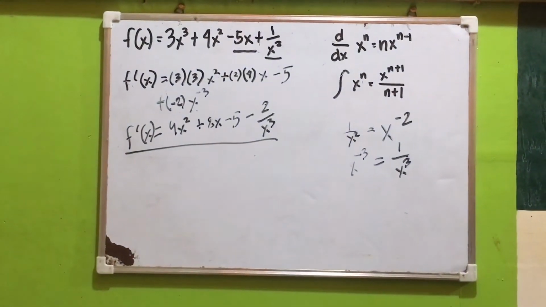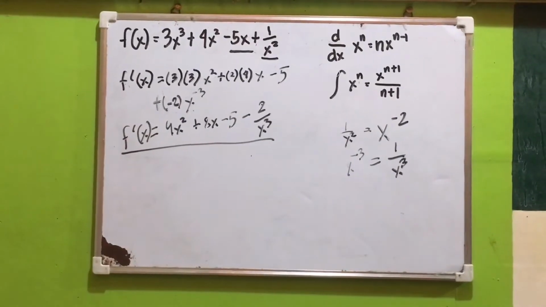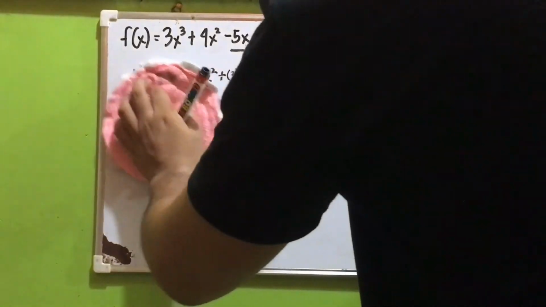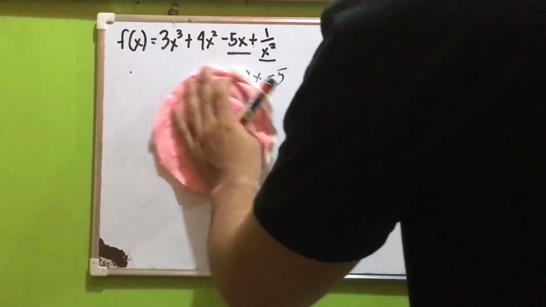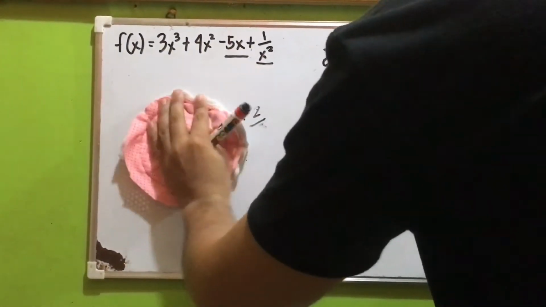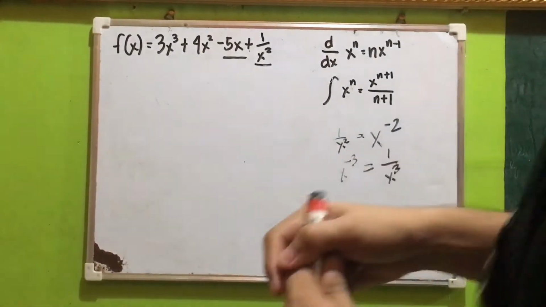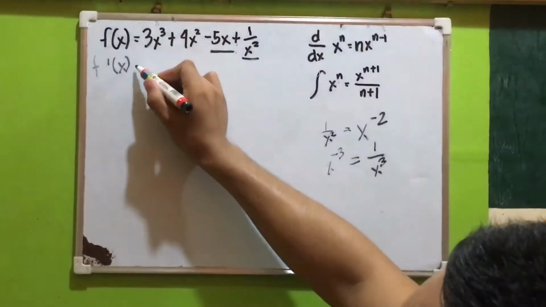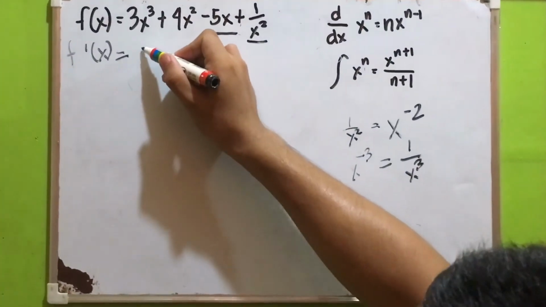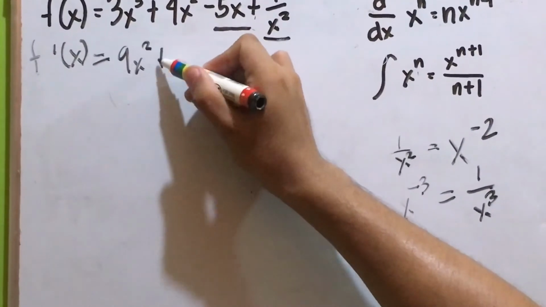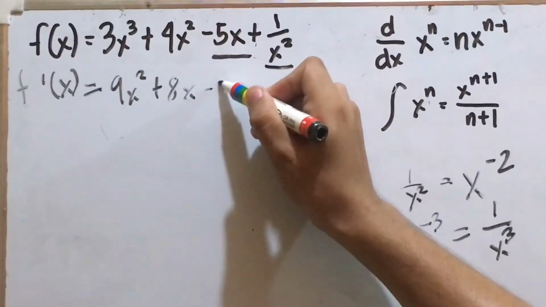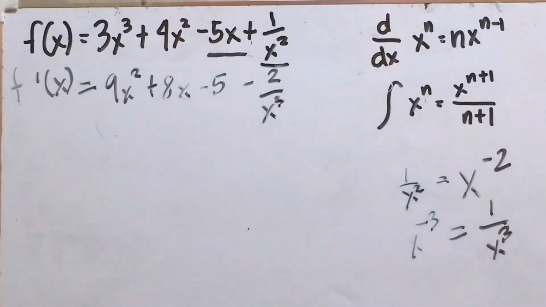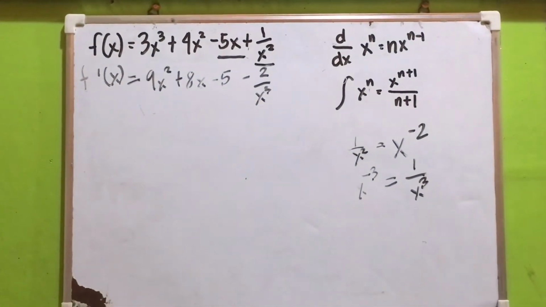Now, before we end the session, we will find the antiderivative of the derivative of this formula. We already know that the derivative of the equation is 9x squared plus 8x minus 5 minus 2 over x cubed. Now we will find the antiderivative of this equation.